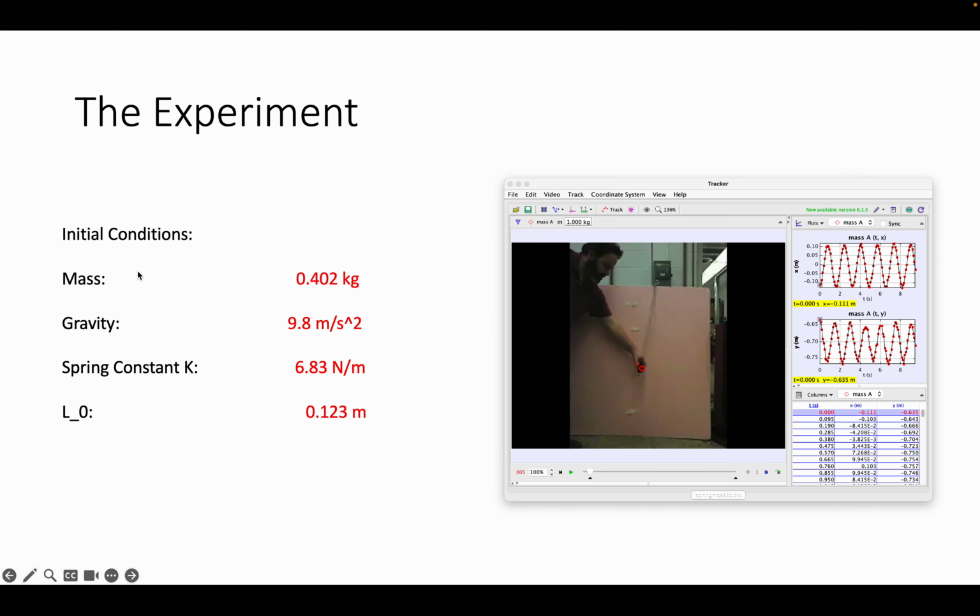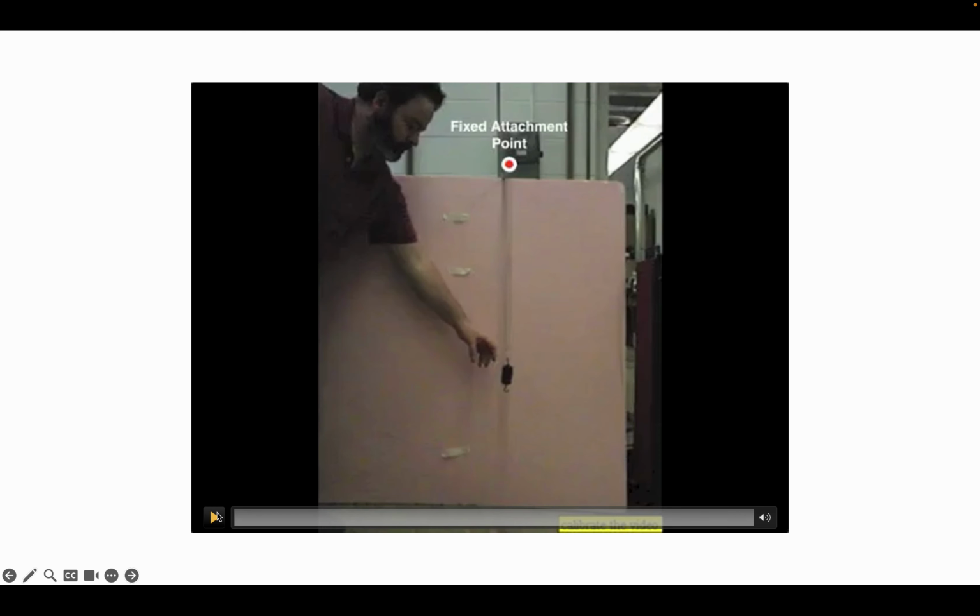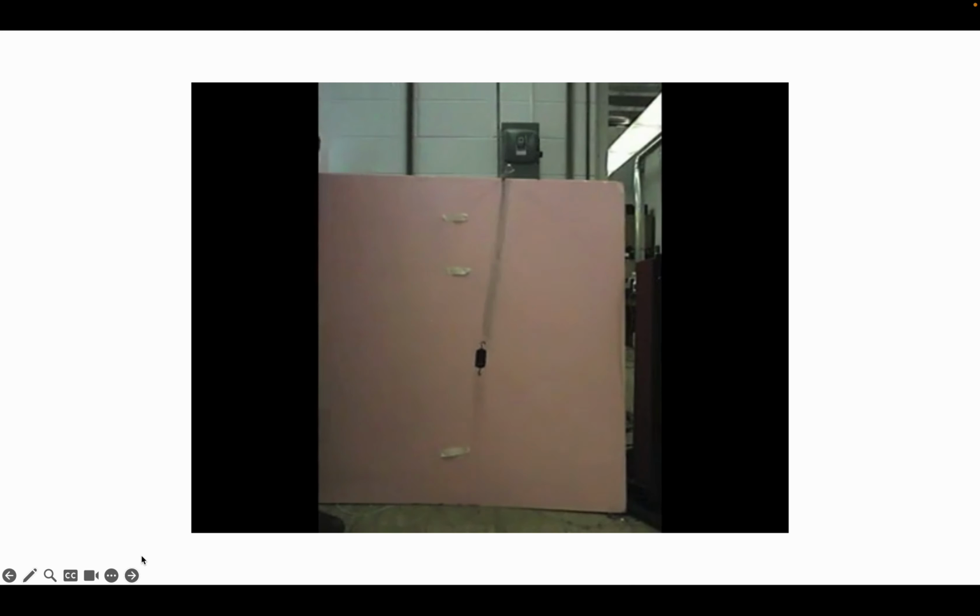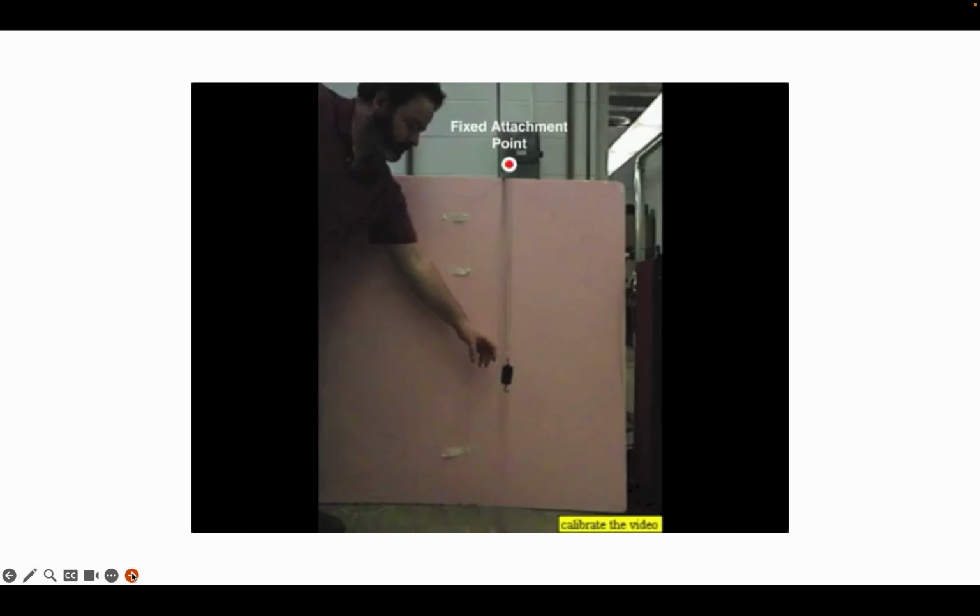So the initial conditions for the experiment: the mass was 0.402 kilograms, the gravity was 9.8 meters per second squared, spring constant k was 6.83 newtons per meter, and L0 was 0.123 meters. And this is the tracker data over here. As you can see, that very nice periodic motion in the x direction, and in the y direction it goes down, and I'll talk about that in just a minute. So here's what the video looks like, just a short clip of it. So that was the motion of the spring and mass.